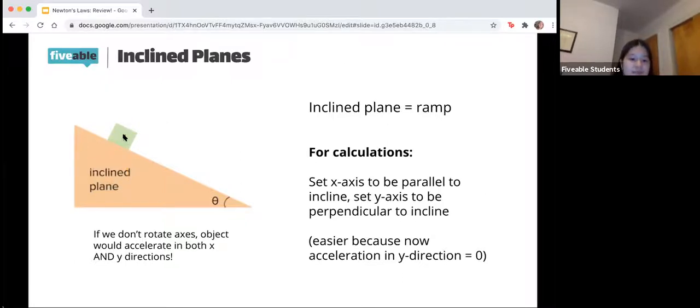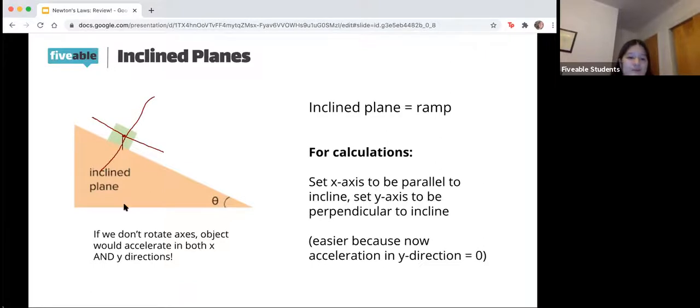So instead, let's set x to be parallel to the incline and y to be perpendicular. Therefore, acceleration in the y direction will automatically be 0, because the block is not magically going up and down. The block will move here, then here, then here. It'll never just pop up there. So we can eliminate some stress by setting this as our new direction.